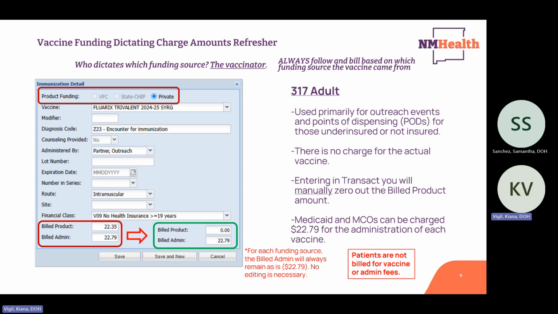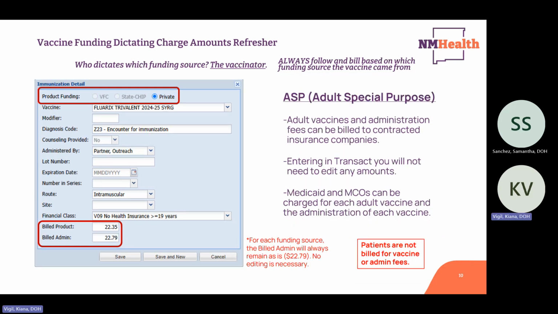No editing is necessary. So just as an indication, this is the only funding source that will need to be manipulated. The other two funding sources will not. Lastly is the funding source ASP, adult special purpose. For this funding source, adult vaccines and administration fees can be billed to contracted insurance companies. Entering in Transact, you will not need to edit any amounts, and Medicaid and MCOs can be charged for each adult vaccine and the administration of each vaccine.